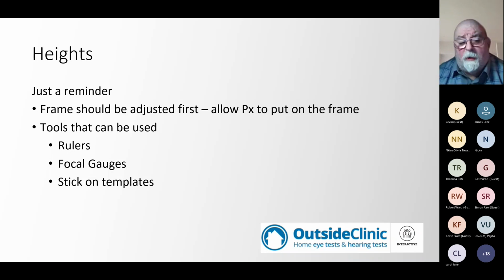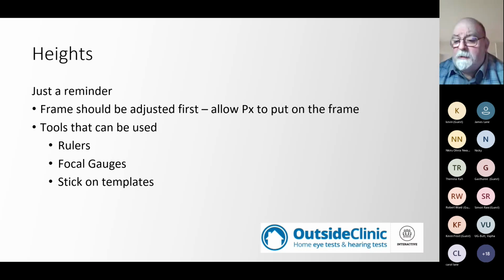I find those quite useful, particularly if we've got a patient who may have a slight tremor, may have Parkinson's, for example. And by using the little stick-on templates, I'm not trying to steady a ruler against the head, and it is quite a useful thing to do.